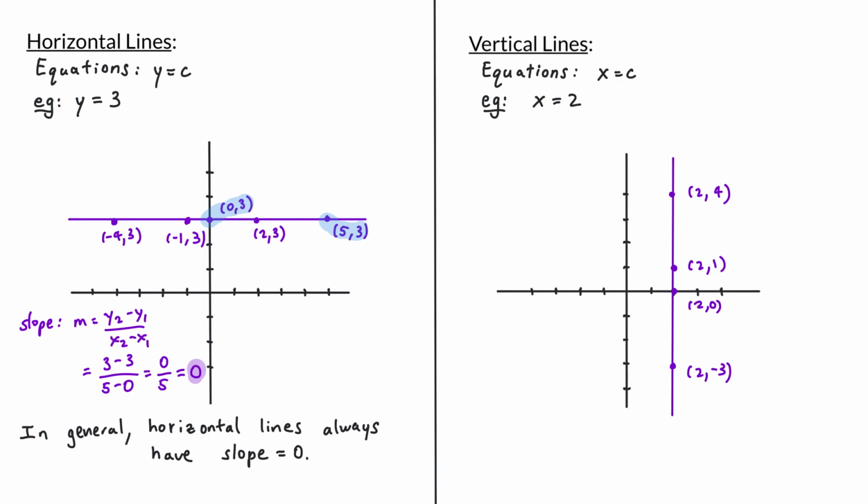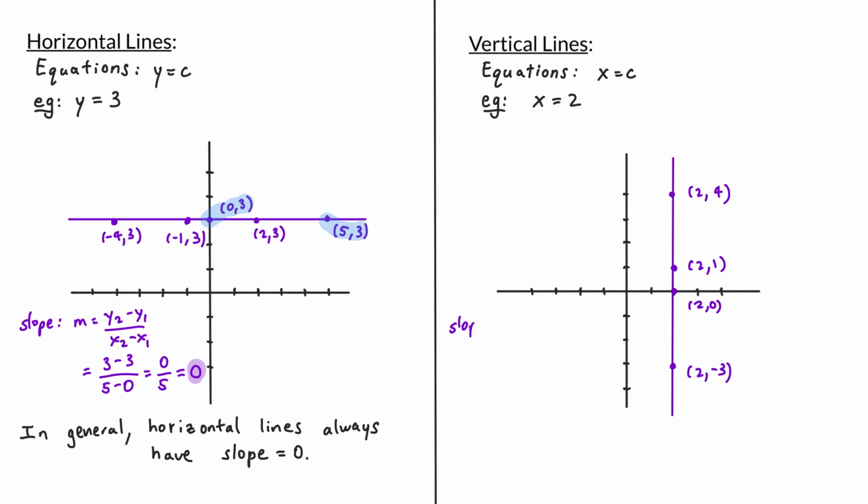In our previous video, we saw that when the slope is large, we have a steep line. And if the slope is small, we have a shallow line. So when the slope is 0, that's when we have a completely flat line. Now let's look at vertical lines. Let's look at the example x equals 2.